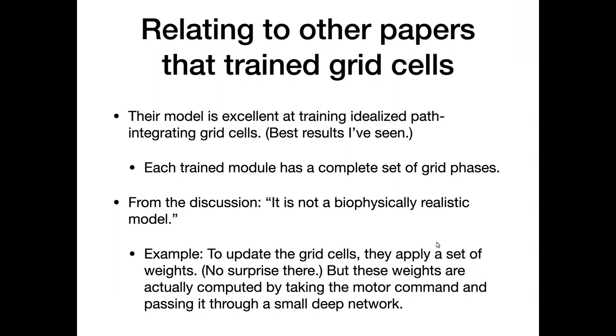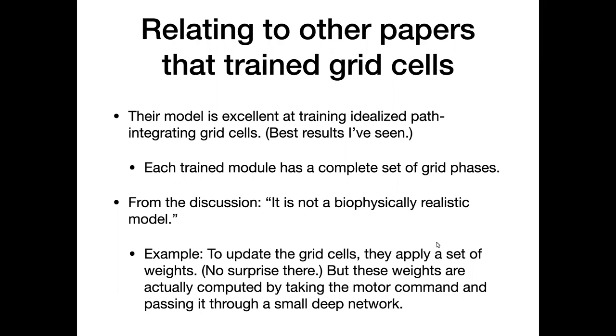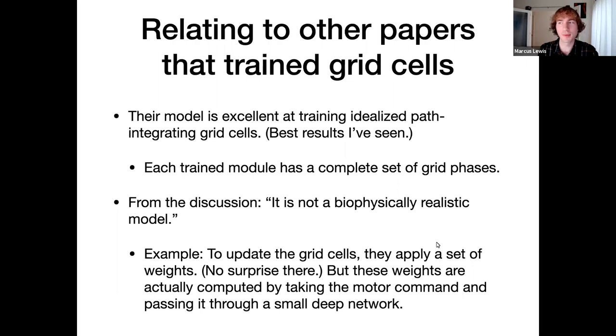Are you saying here that the weights are dynamically determined for every motor command, or are the weights trained by doing a projection of motor commands through a deep network? The weights are dynamically chosen by a motor command. If you have a north motor command and an east motor command, but you've never seen a northeast motor command, this network might output a novel set of weights for moving northeast, if you ever do move northeast, if that makes sense.